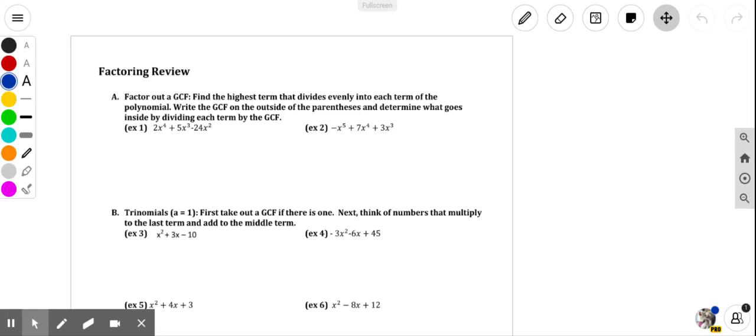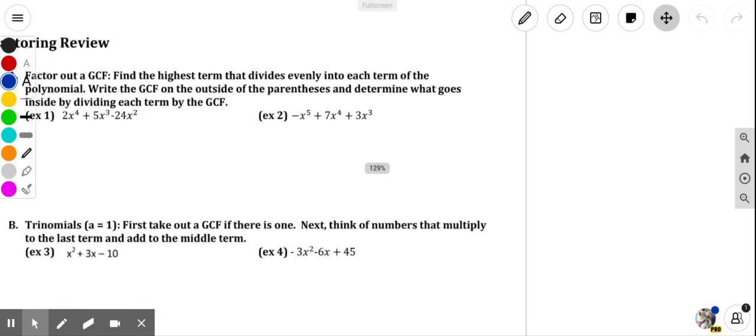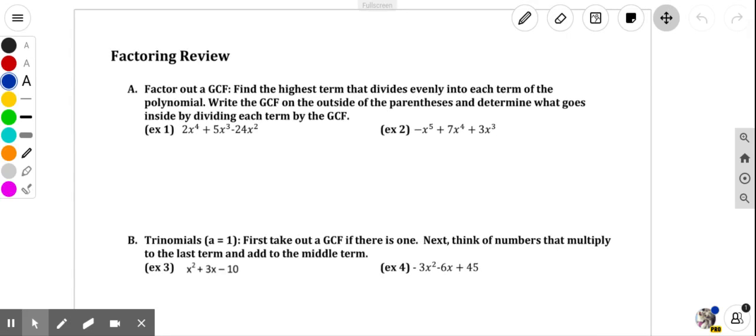Hey everyone. So I figured we could go over some factoring because what you're going to do tomorrow in school is graphing from factored form. So you're going to need a review of factoring. I'm just going to do half of these examples, and then your assignment is going to be to do the other half. I'm going to do just one or two from each section.